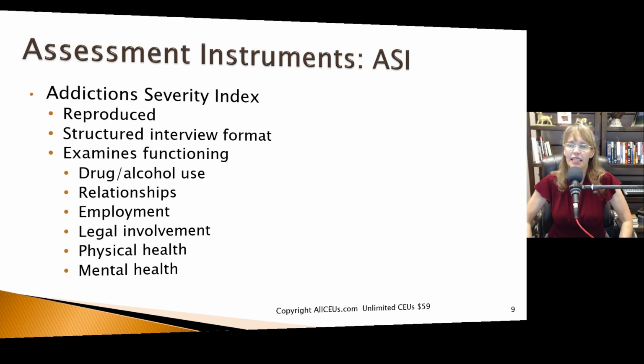With assessment, the Addiction Severity Index can be reproduced. It's in a structured interview format and examines functioning in the areas of drug and alcohol use. How much do you use? Do you use recreationally? Is it a problem? The history looks at their relationships, their employment history, legal involvement, physical health, and mental health. So you can start seeing how all of these things may be contributing to or impacting each of the other areas.